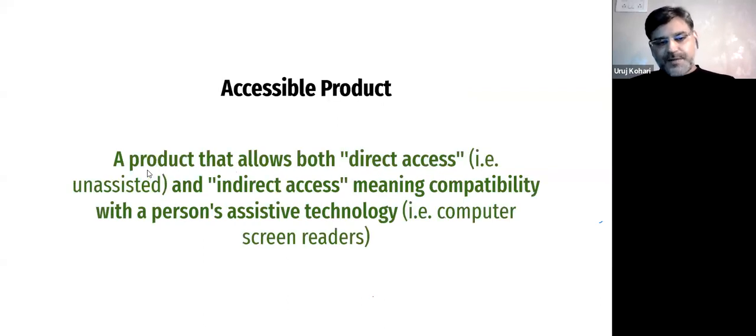And what is an accessible product? Basically a product that allows both direct access. Now, this is very, very important. The keyword here is direct access. We want people to access these products without using any external means, any assistive technology. If that is built into the design, awesome, we've really cracked it. If we can't, at least provide an indirect access so that people with their assistive technology, assistive devices, are able to access these products and be able to do their work.